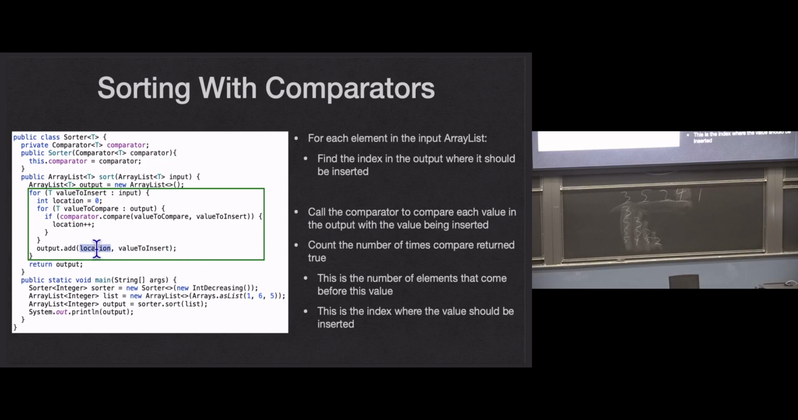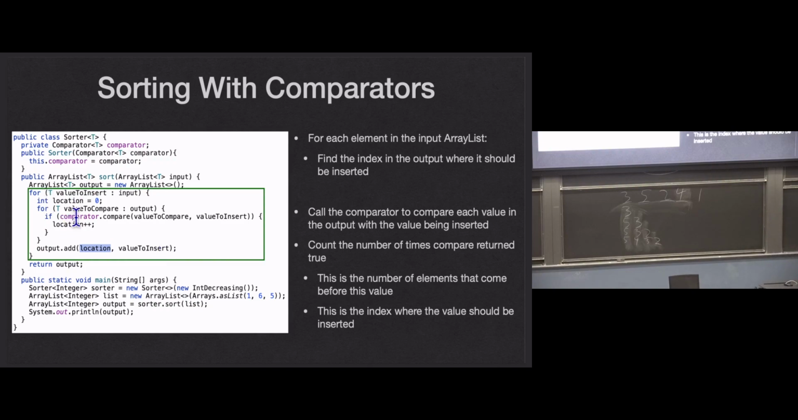The add method can take two parameters if you give it two arguments. If you give it two arguments, the first one is the index where you want to insert this thing, and the second thing is the thing that you want to insert. If you give it one argument, it's going to add at the end of the array list. That's the default behavior. If you want to insert anywhere else in the array list, you can give it the index where you want to insert.